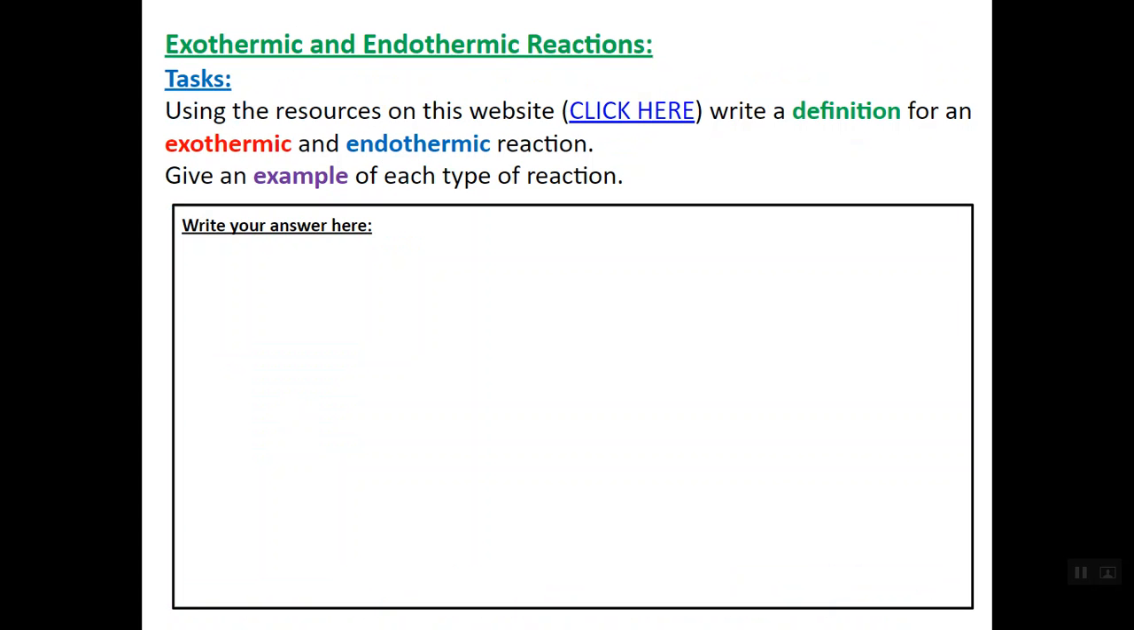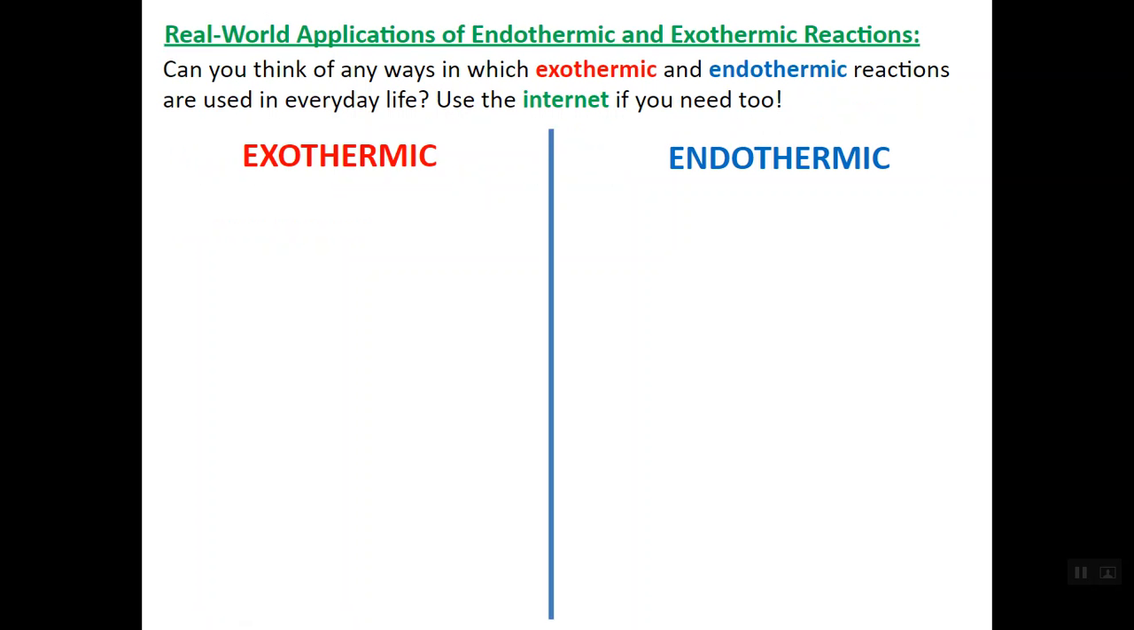On the next one, you have a website you have to click on. You're going to write a definition for exothermic and endothermic, and you're going to give an example of each type. So it's a really easy, quick task. Next, you are going to give some everyday uses. So what are things that use exothermic reactions? What are things that use endothermic reactions? And I'm looking for 2 specific things that are to do with treating wounds and injuries that you should be able to find out about.